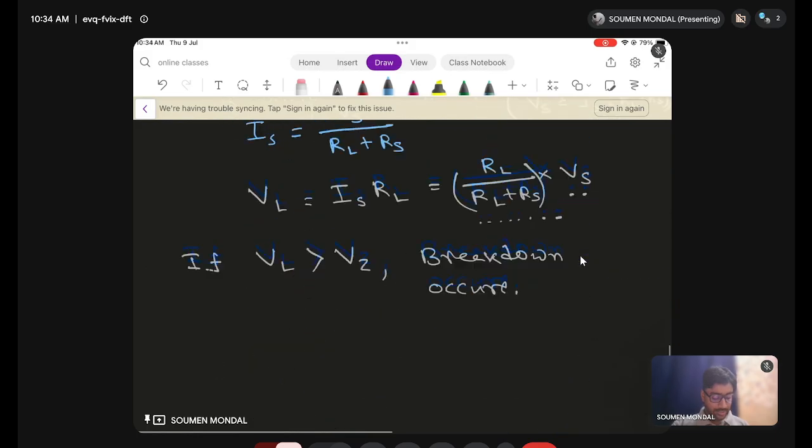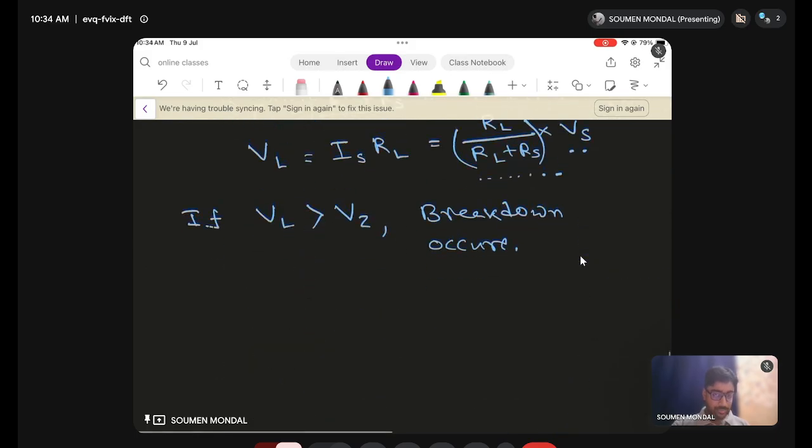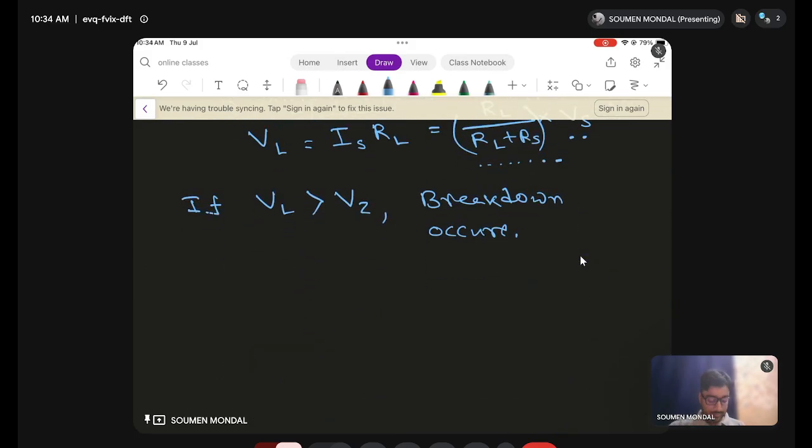Okay, now one thing I forgot to mention is that Rs is a series resistance. Obviously, it's a series resistance, and it is basically a protective resistance.